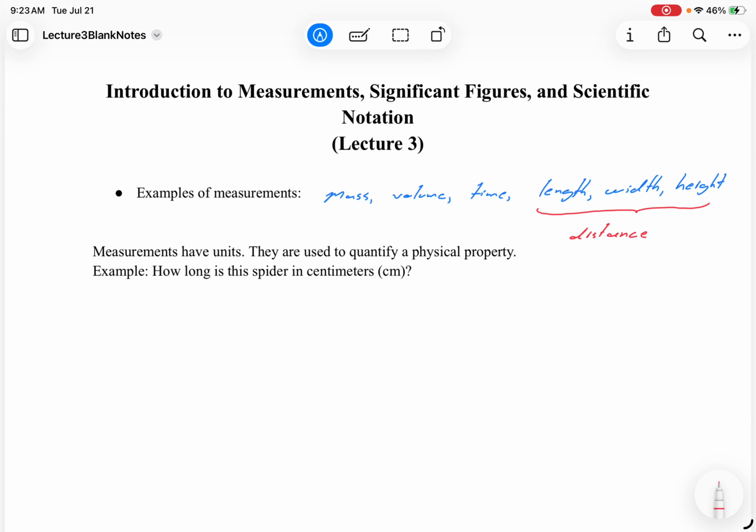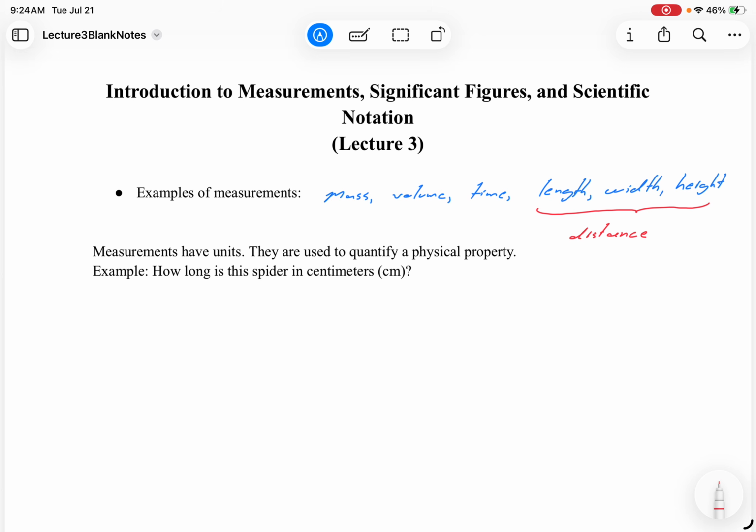Okay, so let's continue. Measurements have units, right? They are used to quantify a physical property. So basically, you take something from the real world and you measure it using tools like a ruler or a scale to give it a number, a quantitative quality, a value. We want to quantify a physical property.